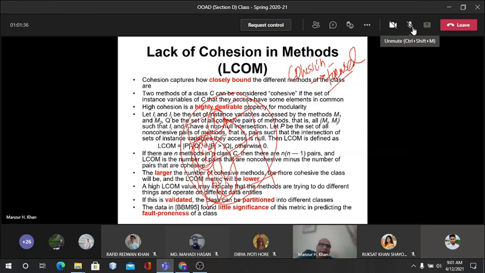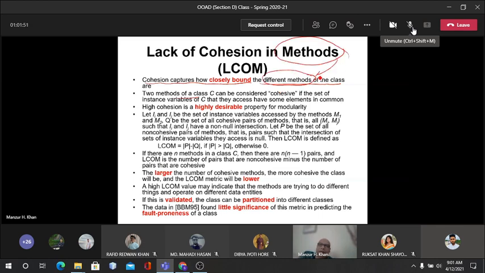Okay, so now let's read. Cohesion captures how closely bound different methods of a class are. Two methods of a class. So we are focusing on the cohesion inside the methods. Look at the name, methods. That means operations. Two methods of a class C, as an example, will be considered cohesive if the set of instance variables they access have some elements in common.